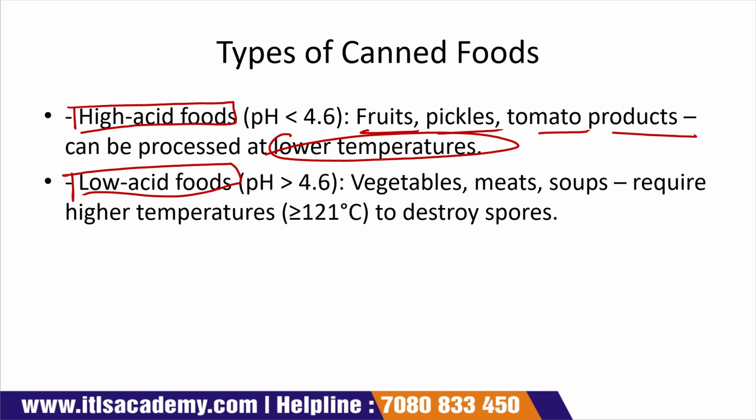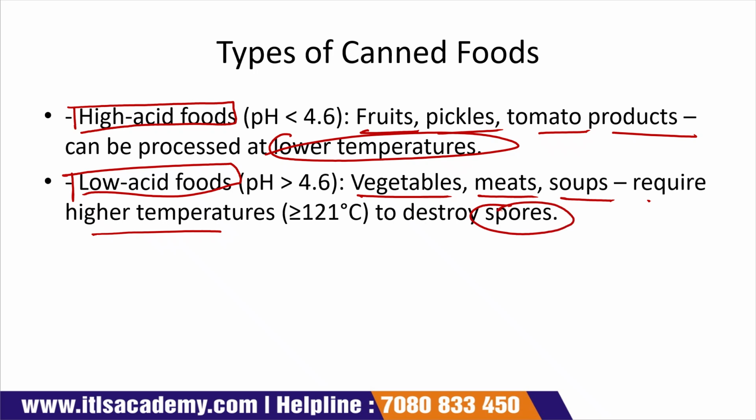Low acid foods are those whose pH is more than 4.6, and the products which come under the category of low acid food are vegetables, meat, soup, and they require high temperature, that is more than or equal to 121 degrees Celsius, for the reduction of spore forming microorganisms.